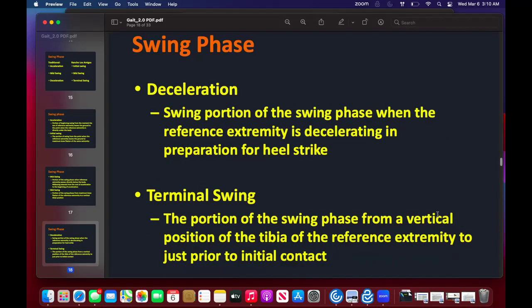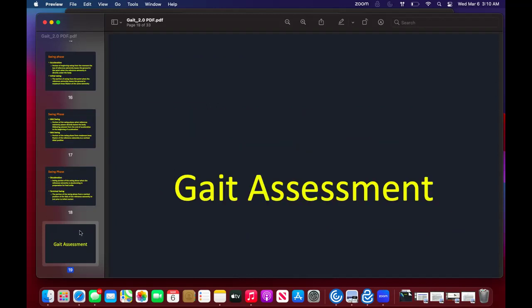And then during the deceleration phase, terminal swing, right, which is basically meaning we're coming to the end of the swing phase, we're starting to still have knee flexion. Excuse me, misspoke. We still have hip flexion, but we're moving into knee extension at this point, and now we're in ankle dorsiflexion. Okay. So that's the definitions of those pictures that we saw.